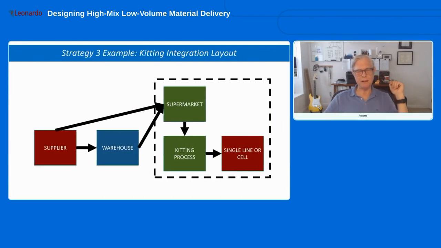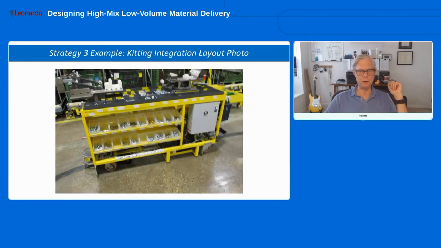You'd have a supplier warehouse, you'd have a supermarket, and then basically the kitting process and the line is integrated, is combined, right? It's part of the same flow, running at the same speed. And here's an interesting example that I'll share with you.